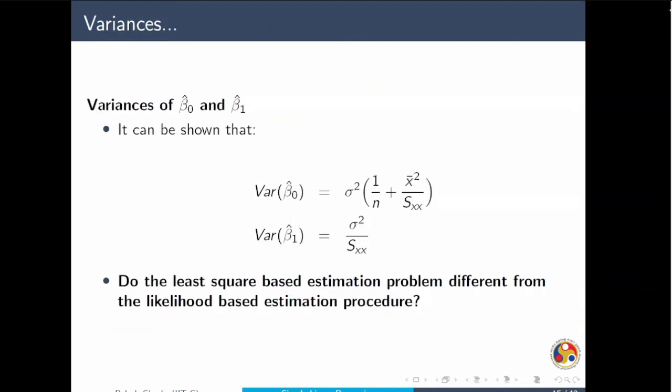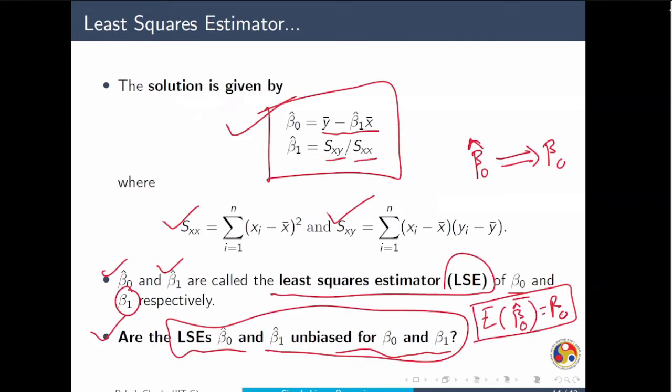Sir, I have a question. Yes. Does this beta naught hat or beta 1 hat have a range? Do we have a range of these values, so that we are taking their expected value as equal to beta naught? Since you wrote that the average value of beta naught hat is equal to beta naught, my question is whether we have a range of the beta naught hat values, or is it a single value?